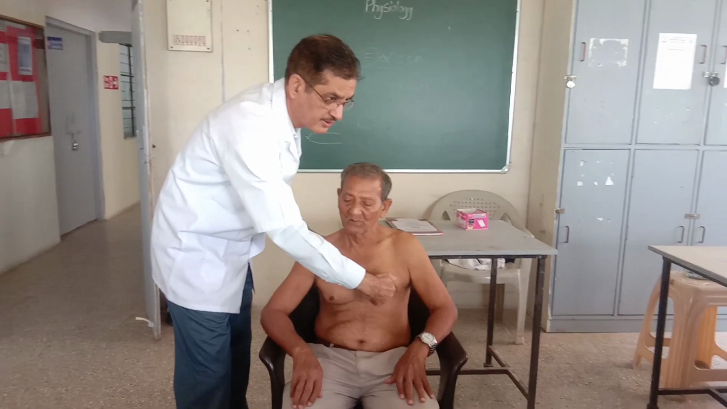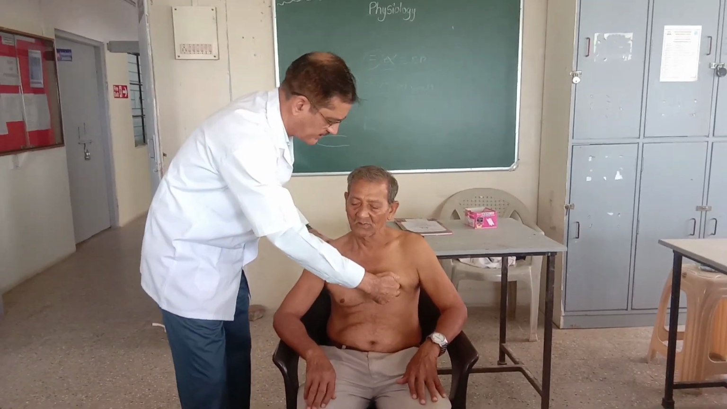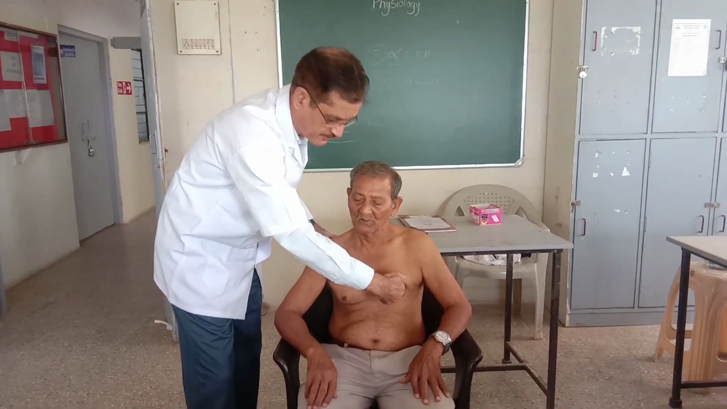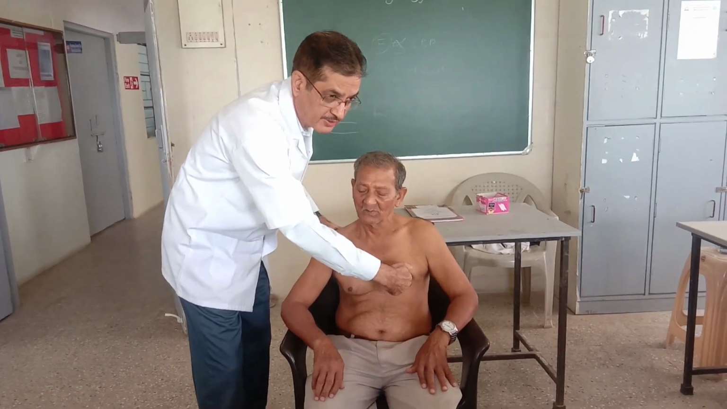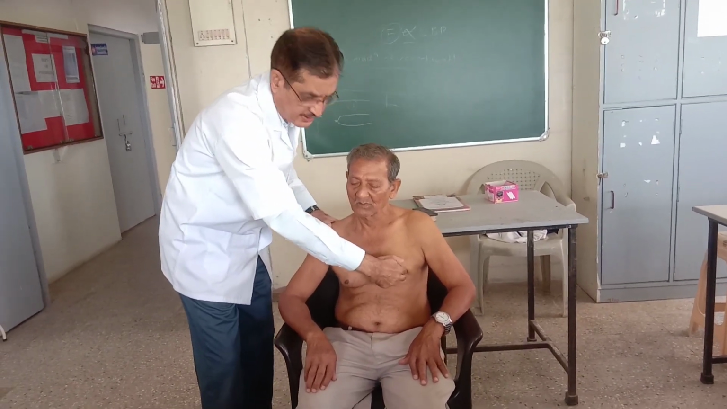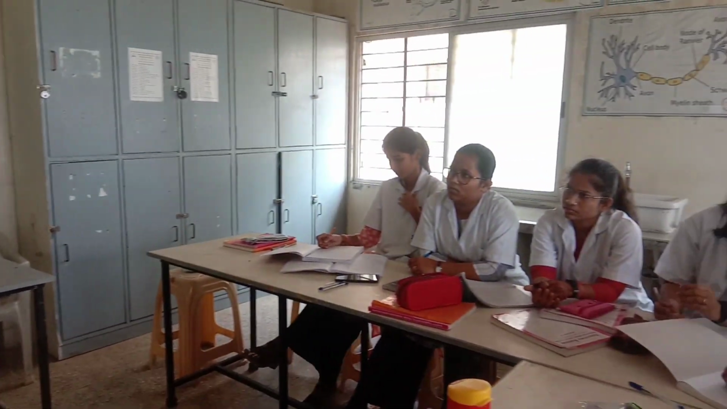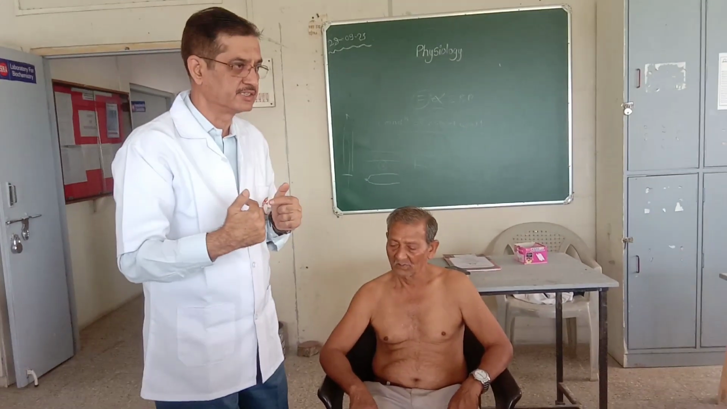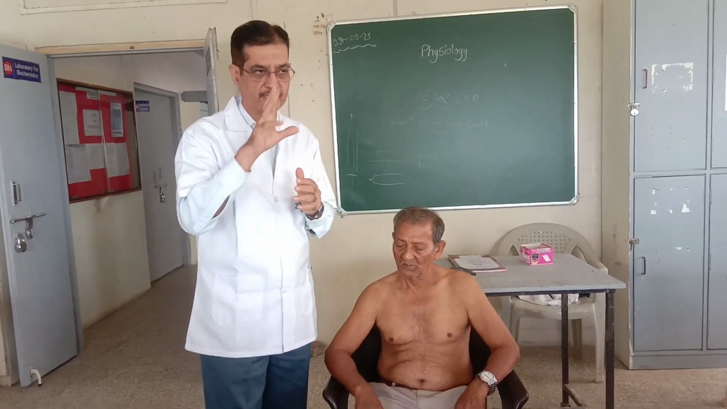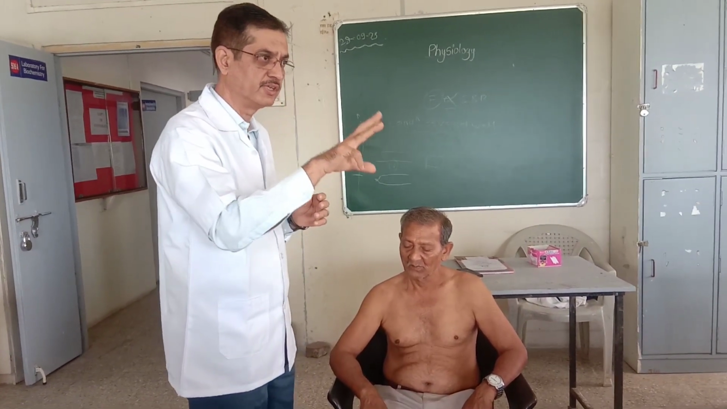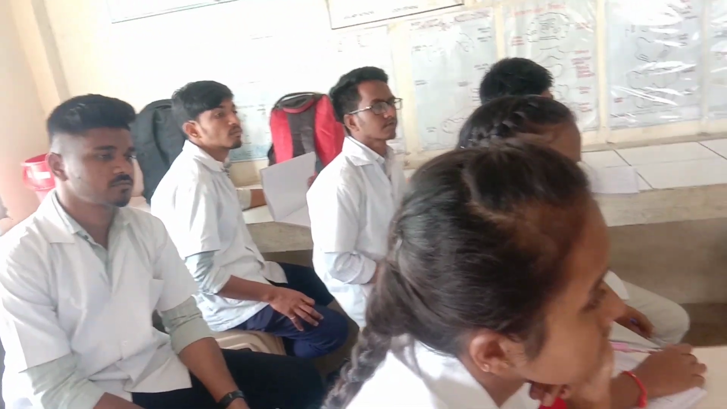Now what findings are to be made? The first finding is the position of the apex beat. You all know this point, but I will repeat the position of the apex beat. It is present 1.2 centimeter inside the mid-clavicular line in the fifth intercostal space. You have to confirm whether it is really located at the same region or not.